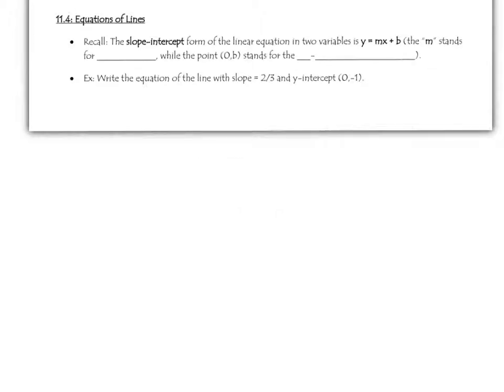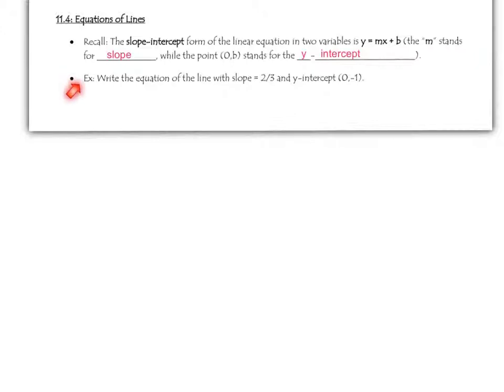In 11.3, we talked about the slope-intercept form of the linear equation, and that is y equals mx plus b. The m stands for slope, while the point (0, b) stands for the y-intercept.